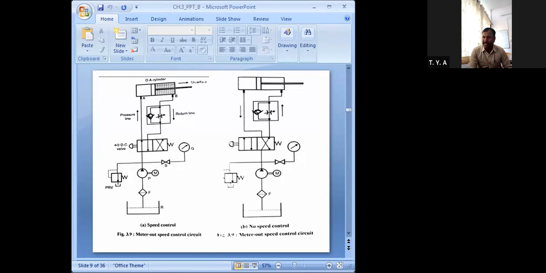But meter in circuits are commonly used when the external load acts in the same direction as the motion of your hydraulic cylinder. Getting it?